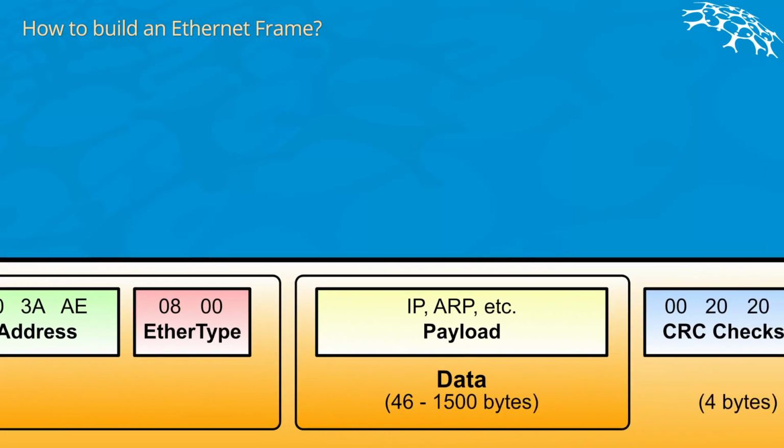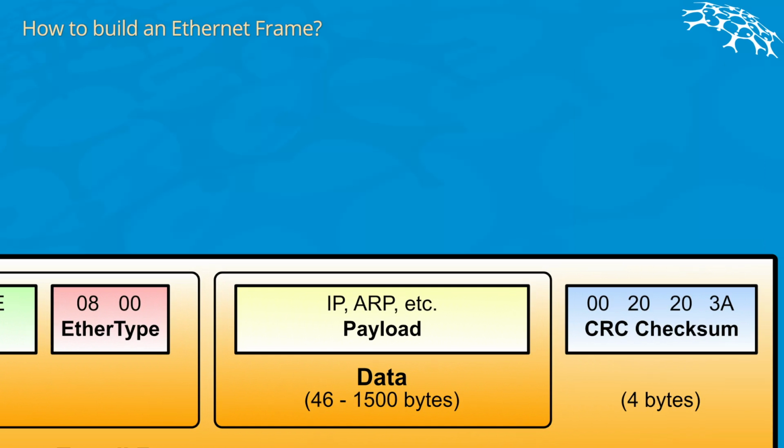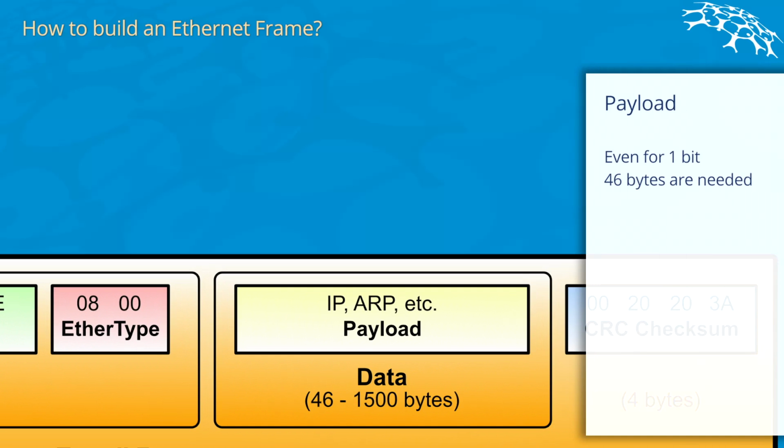After this, of course, there comes the data and the payload of the Ethernet frame. Even if you only wanted to transfer 1 bit, you have to have a payload of at least 46 bytes, plus the additional Ethernet header, which also has to have a certain length.